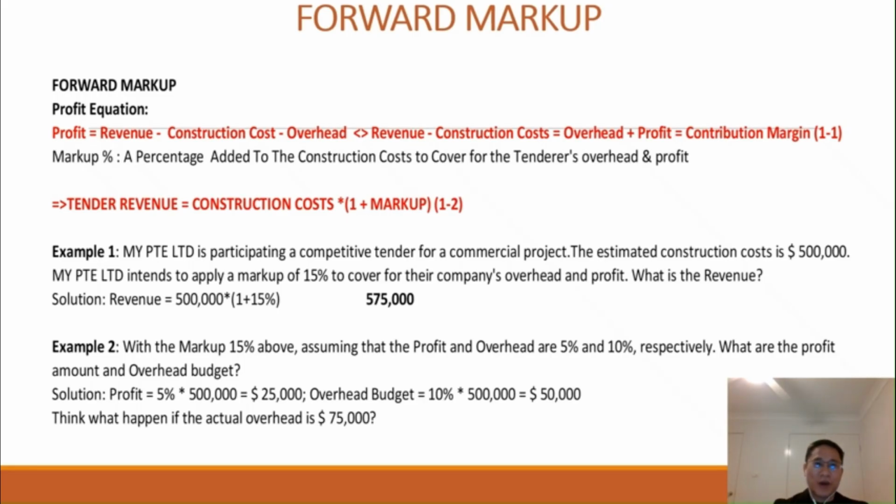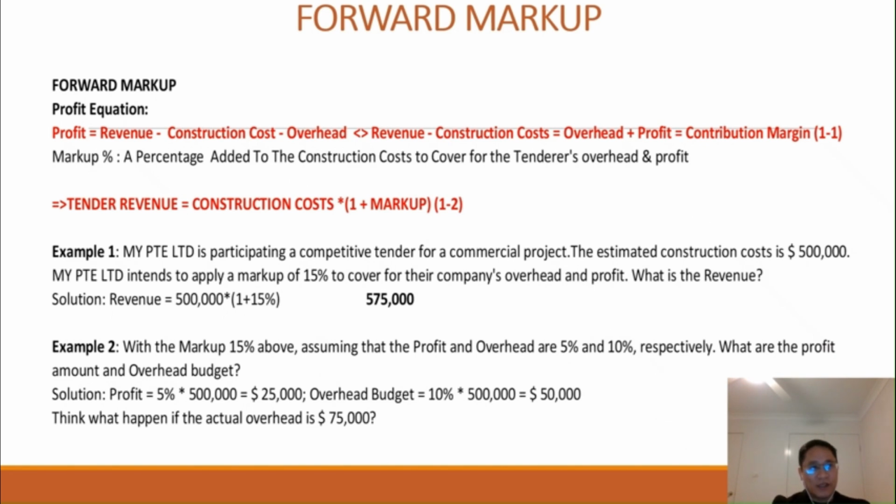There are two types of markups. The first is forward markup and the second is backward markup. Forward markup is the percentage that we apply for the markup, say 20%, 15%, 25%, which we consider is enough for the company's general overhead cost and profit, but we have no information about the actual general overhead cost and profit. In order to calculate the forward markup, we should be familiar with the profit equation.